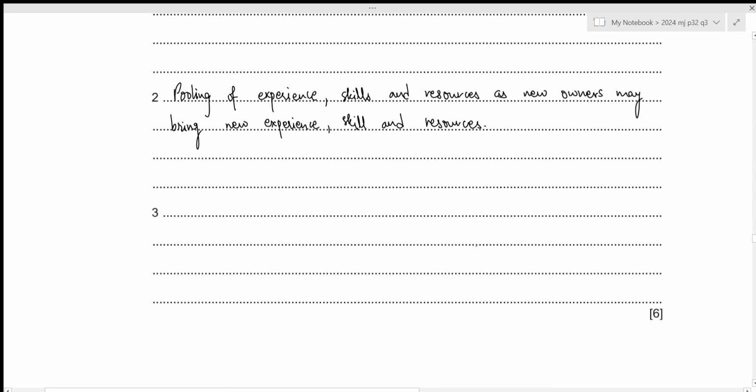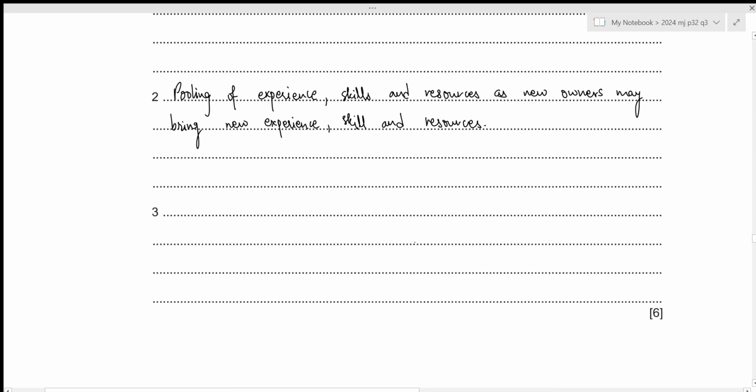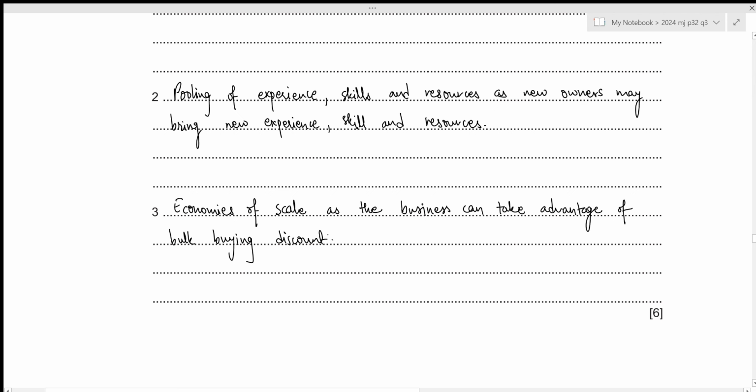Now, the third benefit of merger is that there will be economies of scale, because now the business can take advantage of bulk buying discount. Let's write it down. Economies of scale, as the business can take advantage of bulk buying discount. That is all for the first part. Let's move towards the second one.